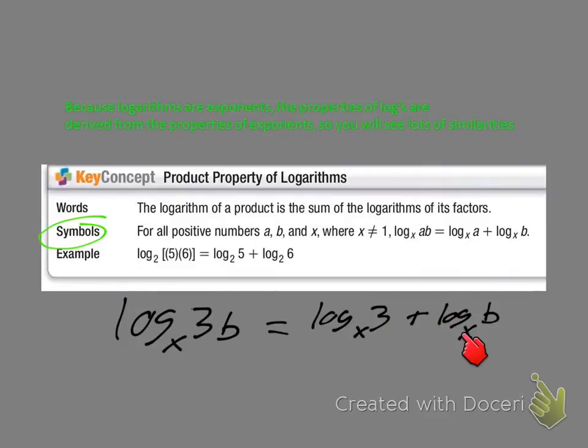So if you're given two logs with a plus in the middle, you rewrite them as one log, multiplying the quantities you're taking logarithms of. Okay?